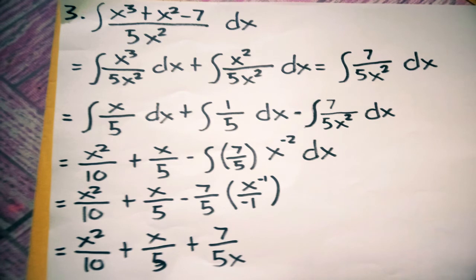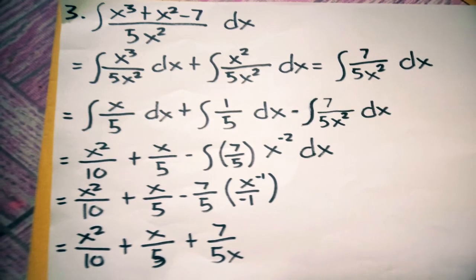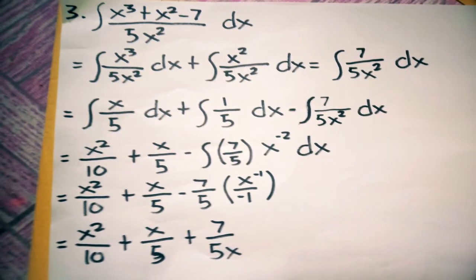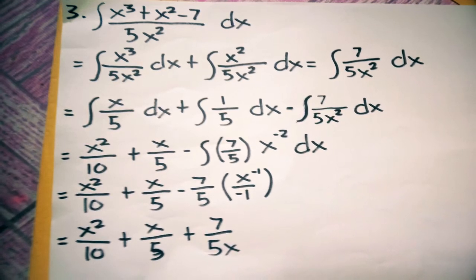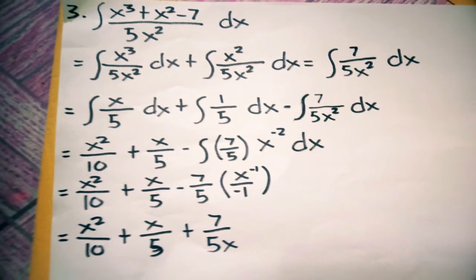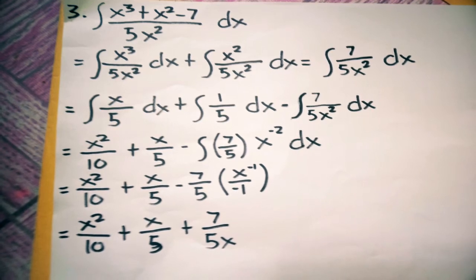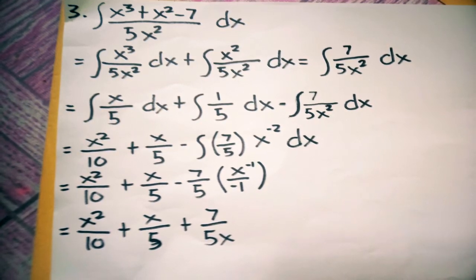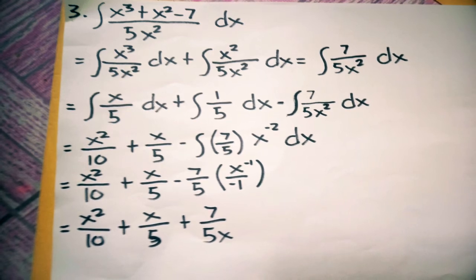plus x over 5 minus the integral of 7 over 5, rather, multiplied to x raised to the power of negative 2 dx, which is equal to x squared over 10 plus x over 5 minus 7 over 5 quantity x to the power of negative 1 over negative 1. And the final answer would be x squared over 10 plus x over 5 plus 7 over 5x plus c.